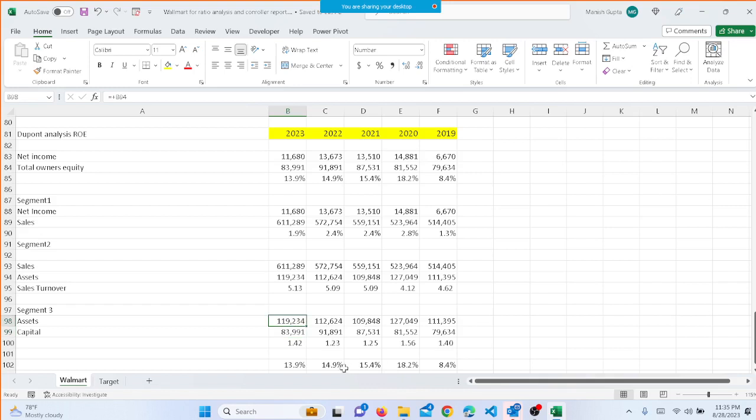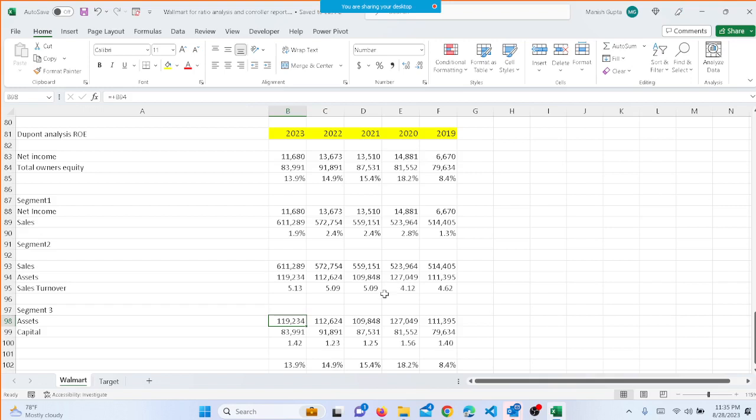But since it's based on historical numbers, there is depreciation involved. There are other things which are reducing the value of assets every year. Plus, there are new investments as well. The company might have sold some of the property, plant, and equipments recently, right? So you have to understand the nitty-gritty details more closely.